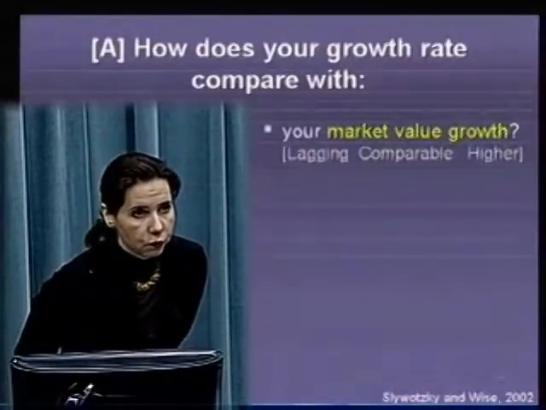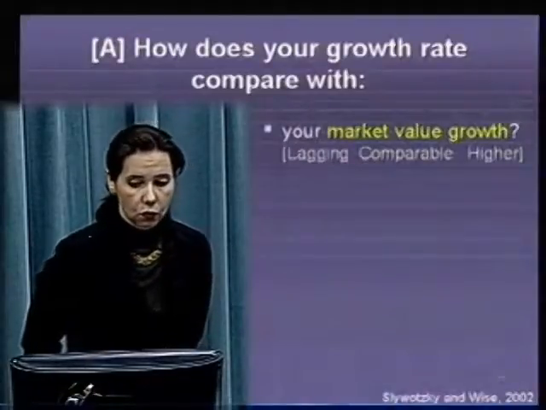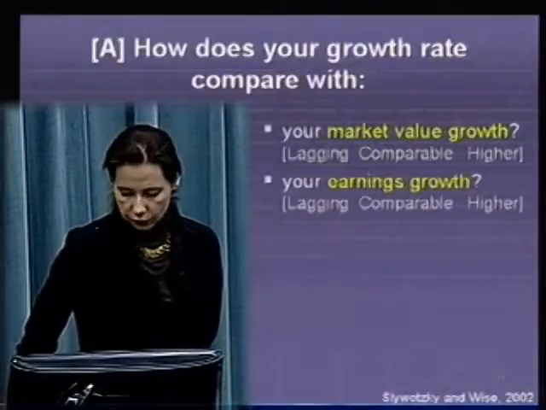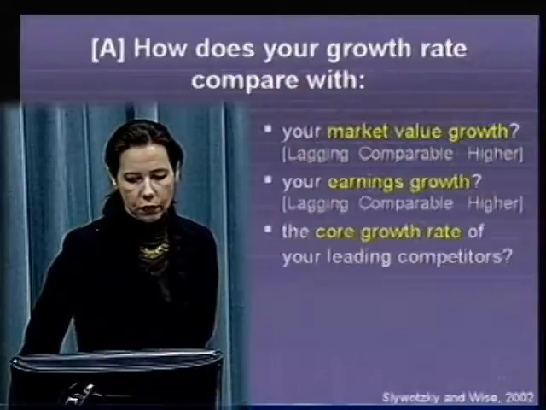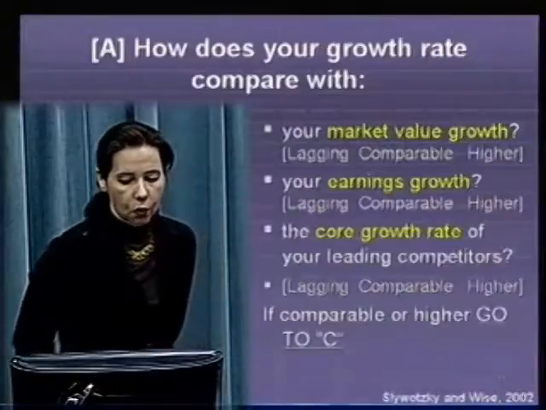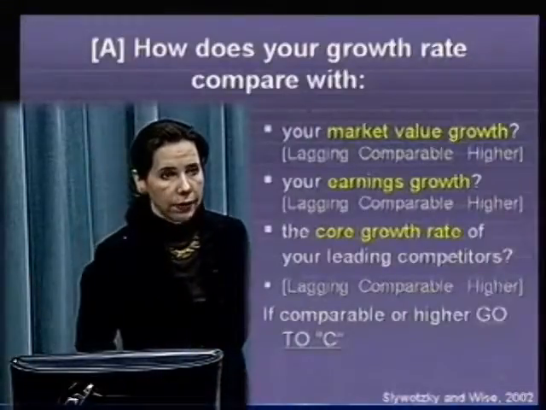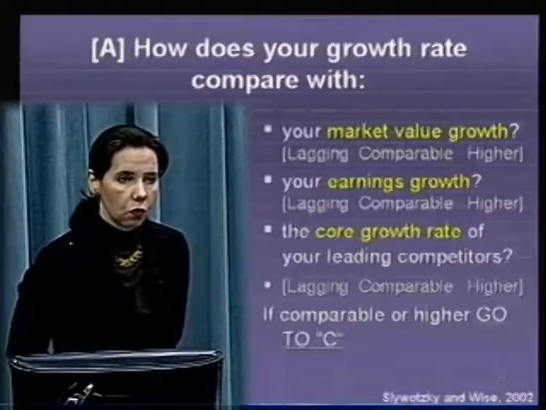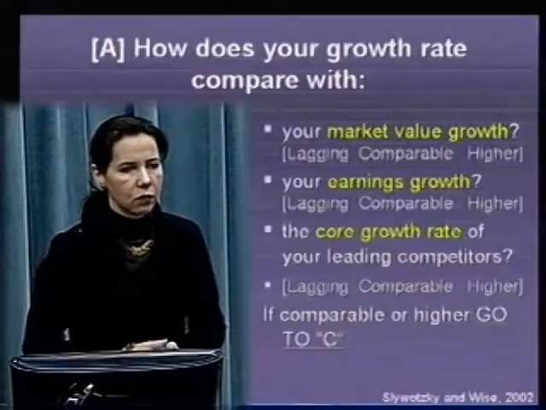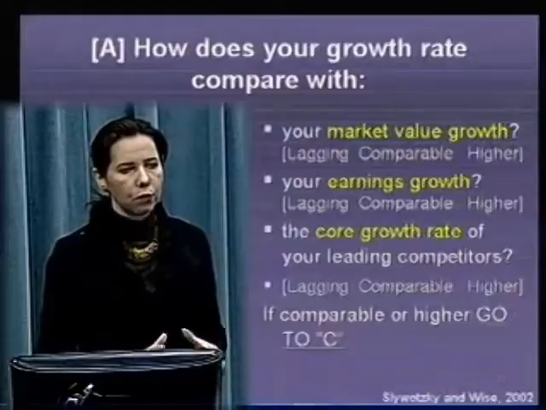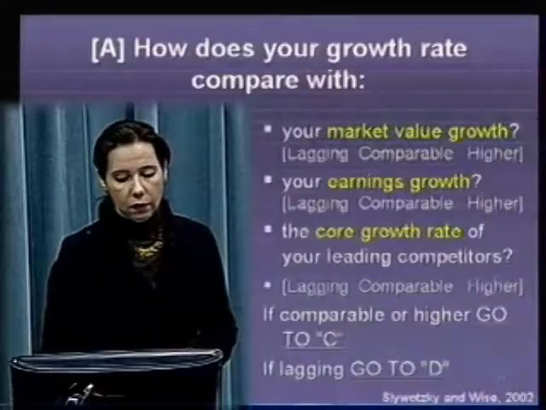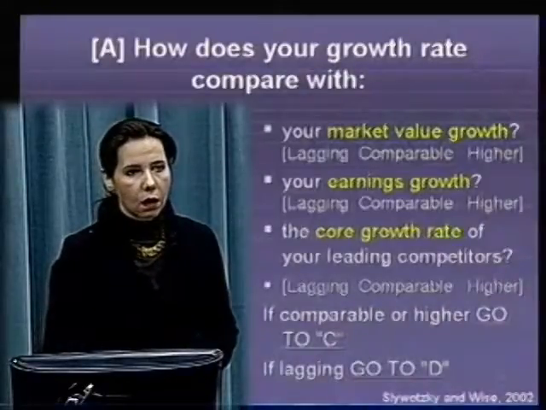And now we should decide whether this growth is real or your company is growing just because it's a good time. You compare the growth of your company with the market value growth, with your earnings growth, and the growth rate of your leading competitors. And if all these are comparable or higher than your core business growth, we will discuss C. I understand it's a little confusing when we go from slide to slide, but when you see the large picture of the whole PowerPoint, it's much easier. And if it's lower, it's lagging. We go to D.